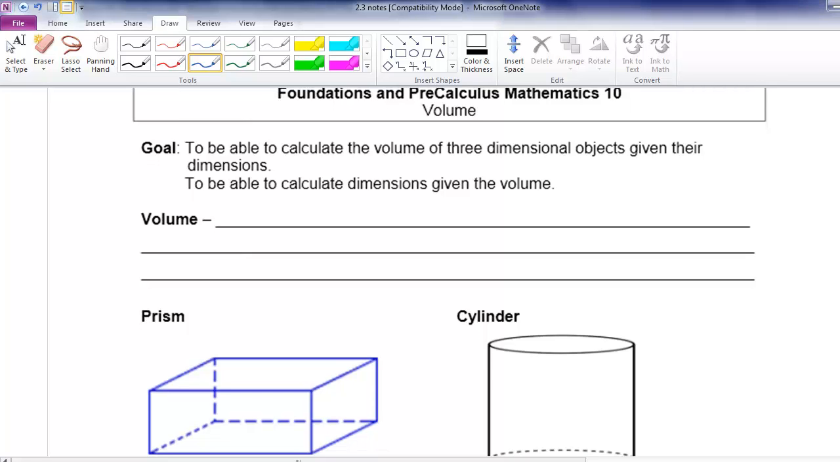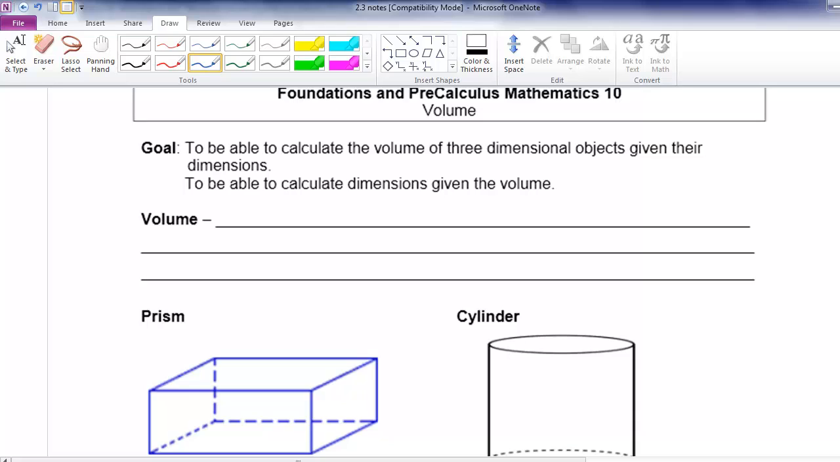This video tutorial is going to look at volume of those 5 shapes we looked at last day. And the big ideas today are being able to calculate the volume of a three-dimensional object given their dimensions, and to be able to calculate one of the particular dimensions given the volume.